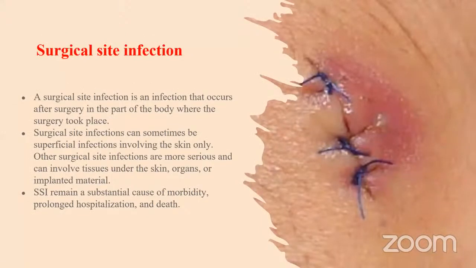Now coming to the surgical site infection. A surgical site infection is an infection that occurs after surgery in the part of the body where the surgery took place. Surgical site infections can sometimes be superficial infections involving the skin only. Other surgical site infections are more serious and can involve tissue under the skin, organs, or implanted material. Surgical site infections remain a substantial cause of morbidity, prolonged hospitalization, and death.